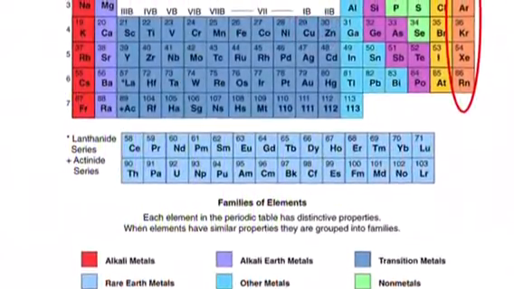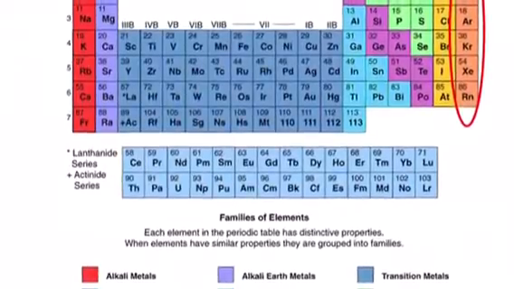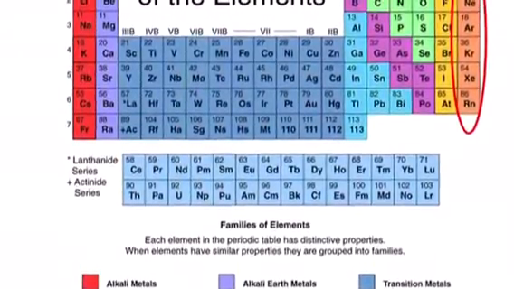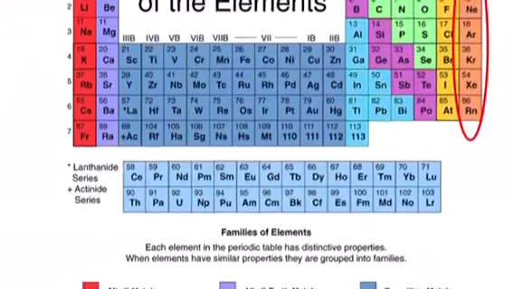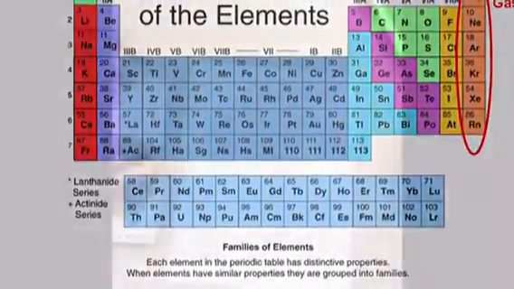Noble gases are any of the 7 chemical elements that make up group 18 of the periodic table. The elements are helium, neon, argon, krypton, xenon, and radon. These elements cannot react with any other elements because they have a complete outer shell.